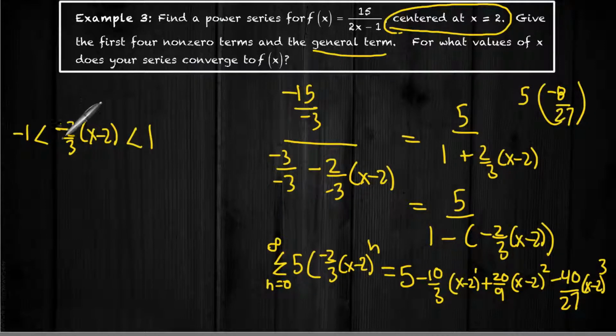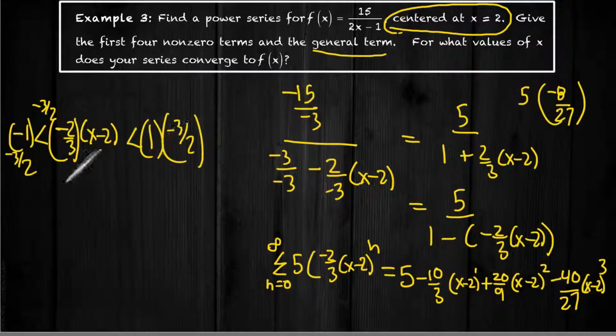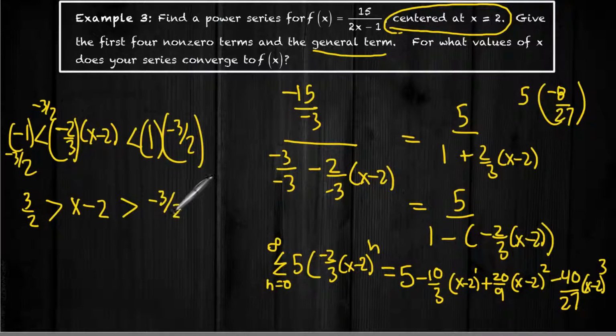So we are going to multiply by the reciprocal of negative 2/3, which is negative 3/2. So let's go ahead and multiply everything by negative 3/2. And when we do that, we have to remember that anytime you multiply an inequality by a negative number, it's going to flip the signs. So a negative times a negative is a positive 3/2. This sign is going to change to greater than. Negative 3/2 times its reciprocal is 1, which is the whole purpose of why you multiply by a reciprocal. So that's going to be x minus 2. And then this sign is also going to flip, and it's going to be negative 3/2.